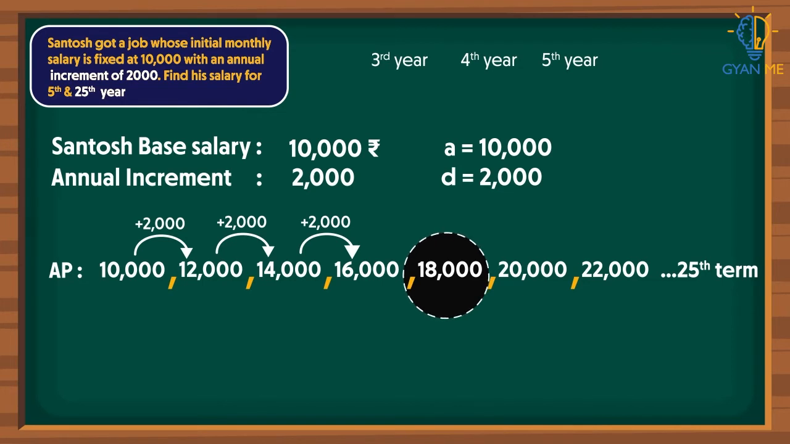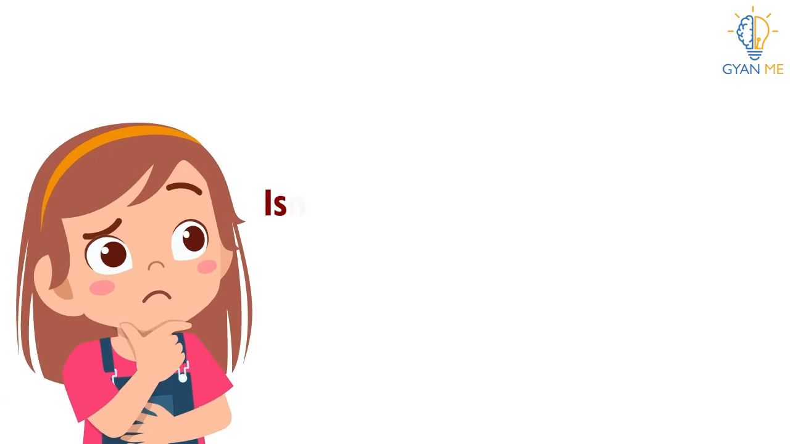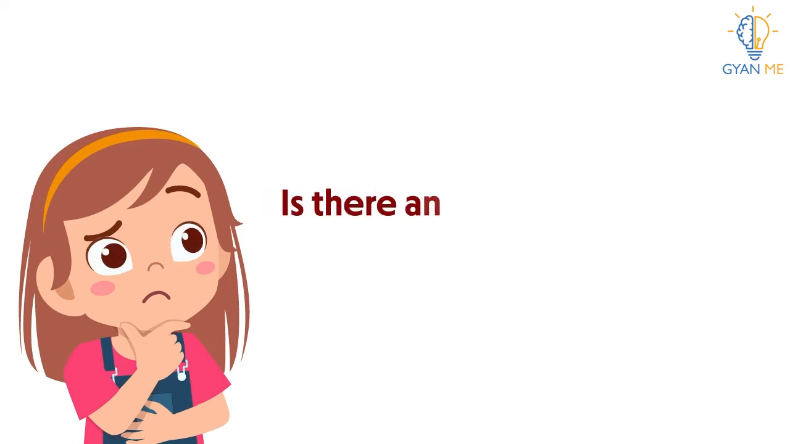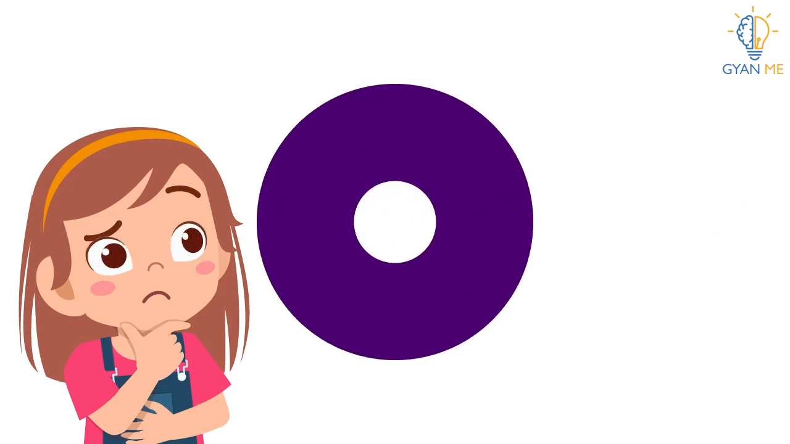It's simple, right? Just start writing 10,000 as a first term and keep on adding common difference D, which is equal to 2,000, to each year's salary for 25 times. But isn't this way very long and time consuming? Yes, indeed. So is there any alternative method of finding the salary of 25th year? Yes, we can find out the salary as shown on your screen.